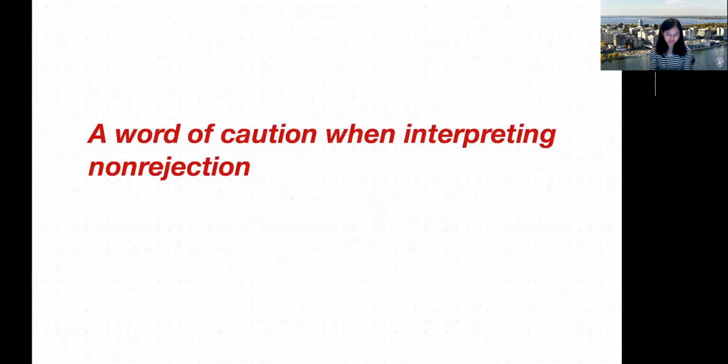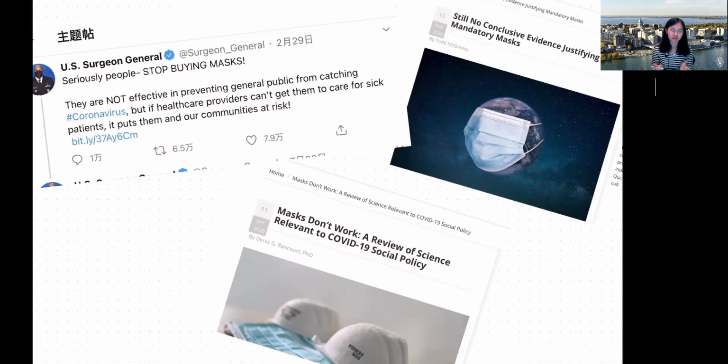I want to show you something regarding our current pandemic. At the beginning of the pandemic, the United States was very strangely against wearing masks. Look at what the US Surgeon General said on February 29, the beginning of the pandemic for the United States. In this Twitter feed, he says masks are not effective in preventing the general public from catching the coronavirus.